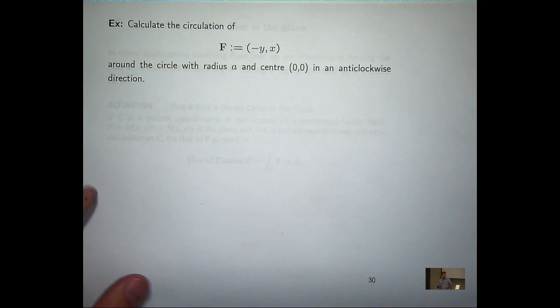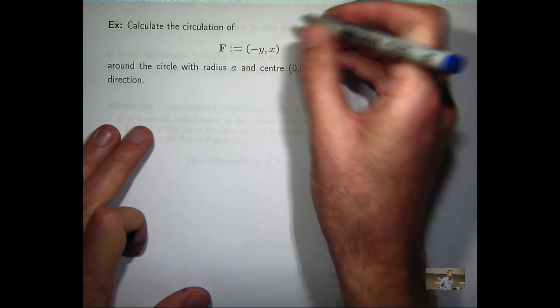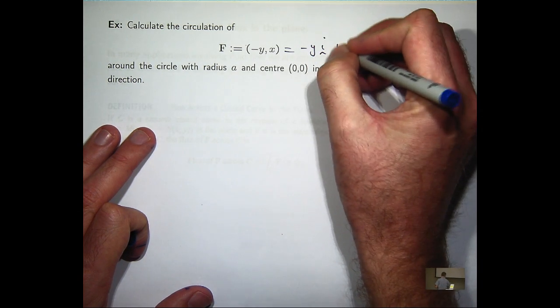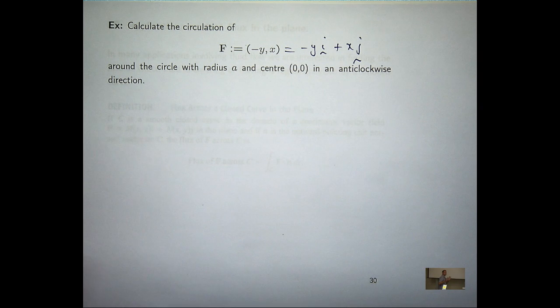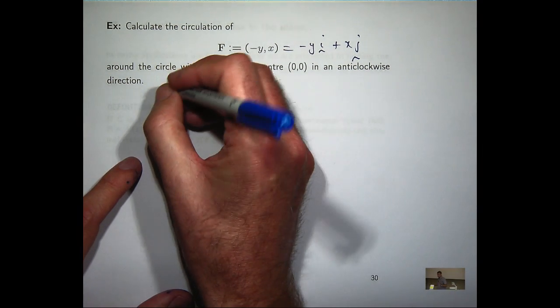Okay. So let's look at a simple example again. Here I've got a vector field. We're just working in a plane here. So if I wanted to write this out in terms of i and j, I could. We're asked to calculate the circulation of this vector field around a circle with radius a and centre at the origin in an anti-clockwise direction. Okay, so let's just draw a basic picture.